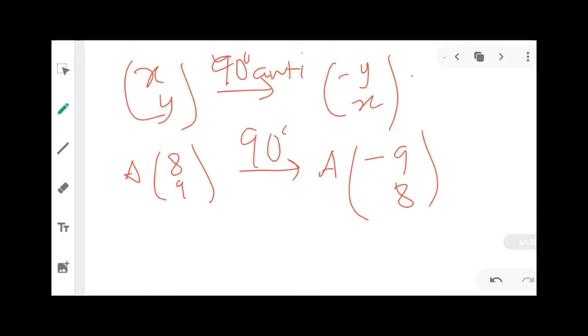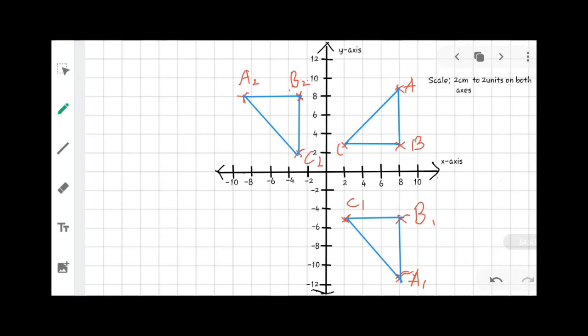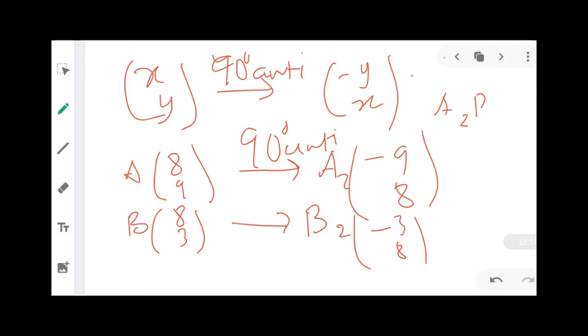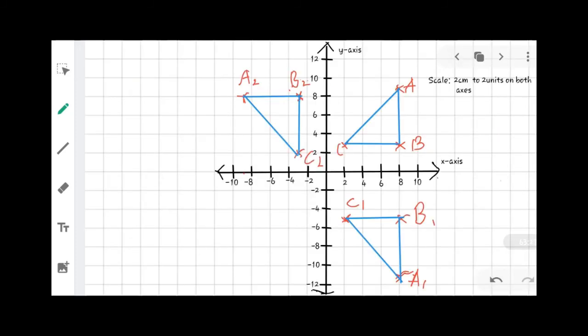So this is a 90 degrees anti-clockwise rotation. Point B is 8, 3, and then the image B2 is -3, 8. It's the same thing for C. So you do that for C, and then you realize that triangle A2B2C2 is a 90 degrees anti-clockwise rotation of ABC. So that's what we are seeing here. Okay.